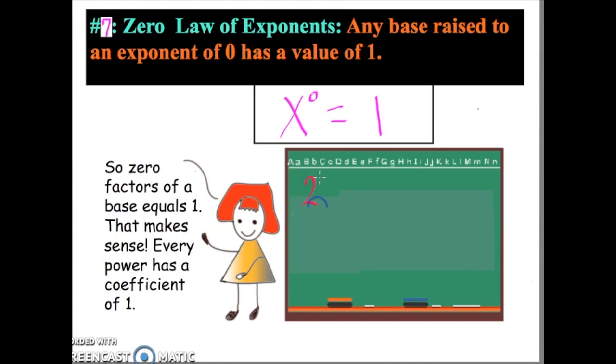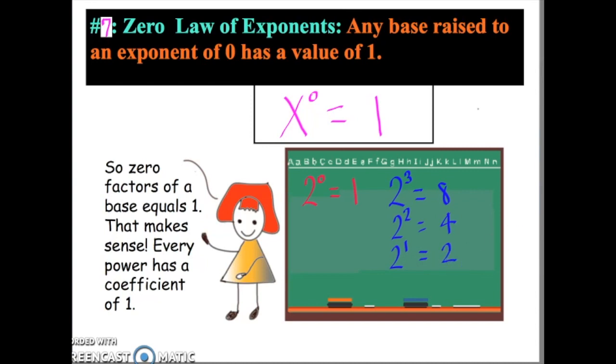If I have 2 to the 0 power, according to the rule, it should equal 1. I just want to break this down for you to show you how we arrive at that. So let's break it down. 2 to the third power, multiply that out, 2 times 2 times 2, so that will give me 8. 2 to the second power will give me 4. 2 to the 1 power would give me 2.